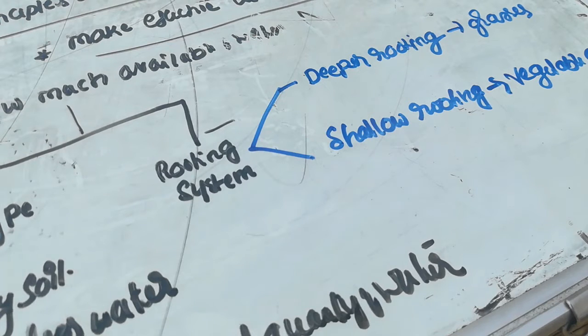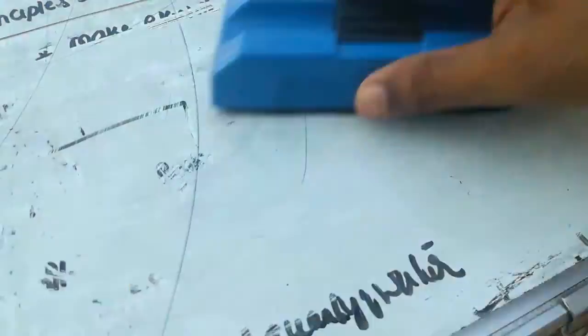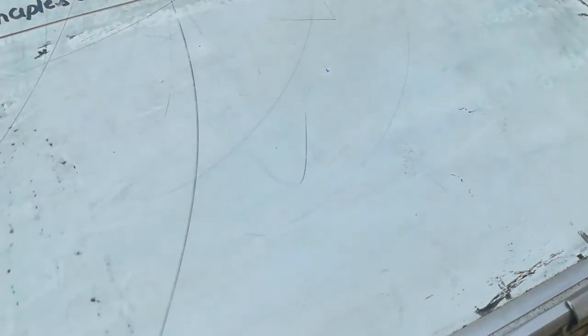Next one is key principles of effective water management: take measures to avoid runoff.